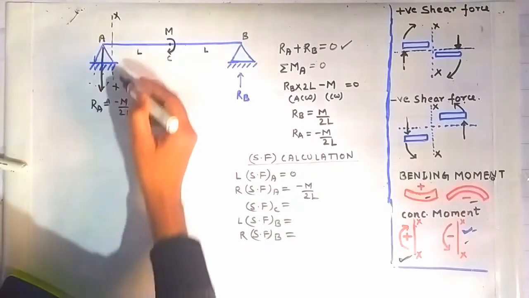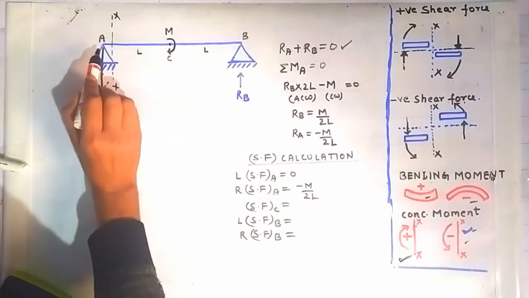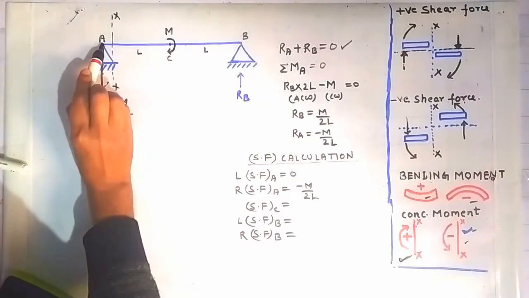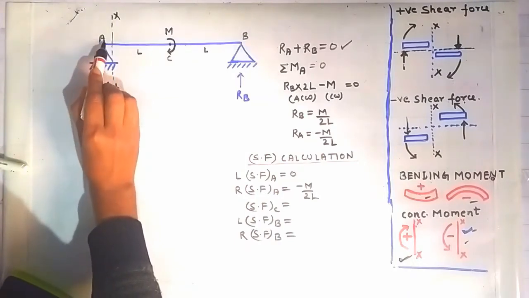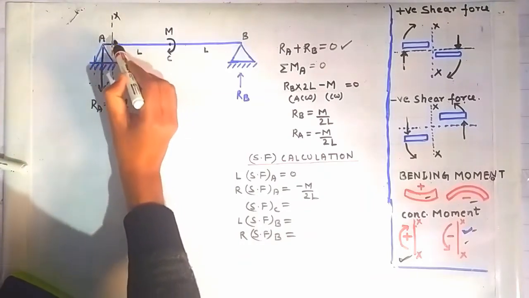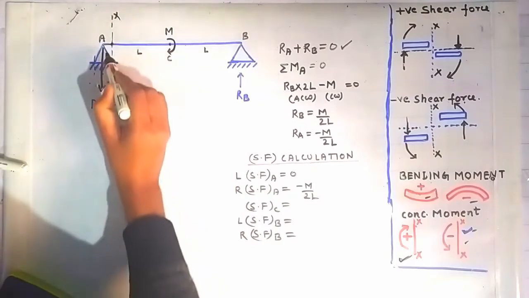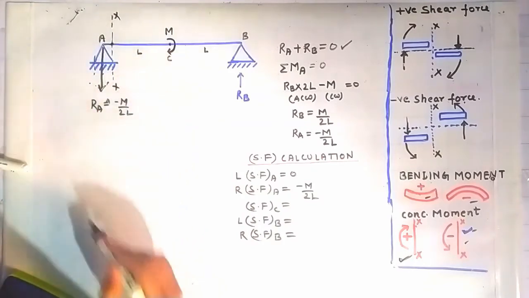Now I am showing why it is negative, because this force is trying to rotate the beam element which is lying between the point A and this section XX, that is this beam element, in anti-clockwise direction about this point, which is passing through this section XX. That's why it is treated as negative here.